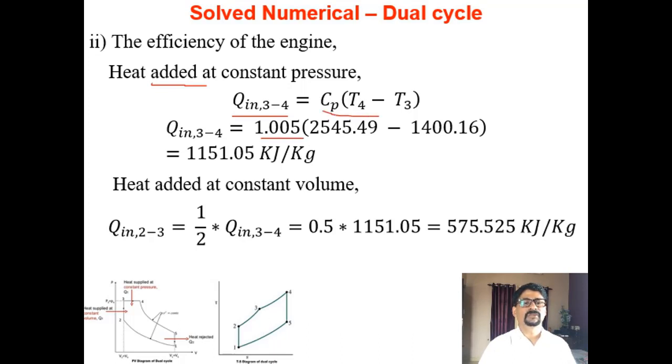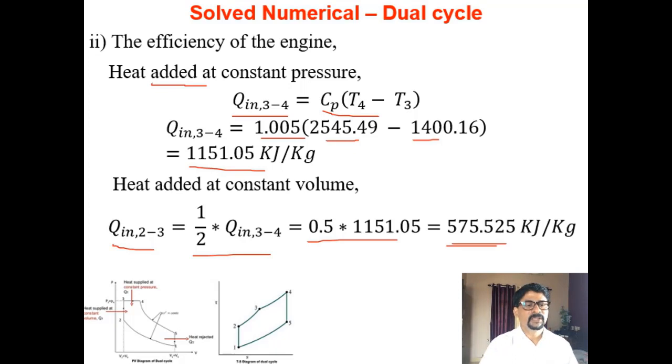So after substitution for Cp, T4 and T3, you will get it as 1151.05 kilojoules per kg. And already you know that heat added at constant pressure is twice the heat added at constant volume. So therefore heat added at constant volume is half of heat added at constant pressure. That is 0.5 into 1151.05, which you will get it as 1075.525 kilojoules per kg.